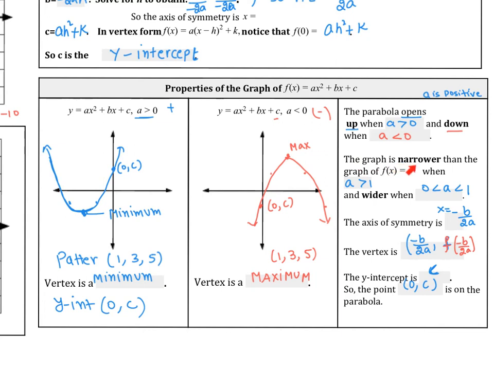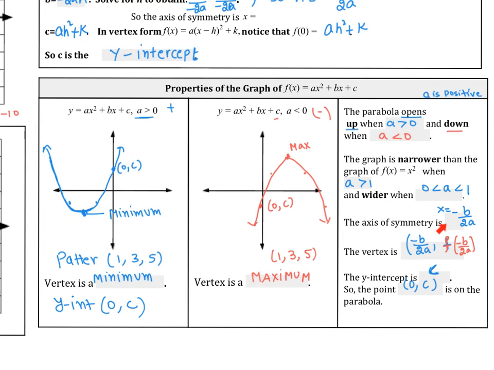The graph is narrower, which is called a vertical stretch. In other words, if a is greater than 1, so if it is 3, 4, 5, or 2, which is greater than 1, then the graph is going to have a vertical stretch, or is called a narrow graph. It's going to be a wider graph if a is less than 1 but greater than 0. So anytime a is 1/2, 1/3, 0.5, 0.4, then it's going to be a wider graph.